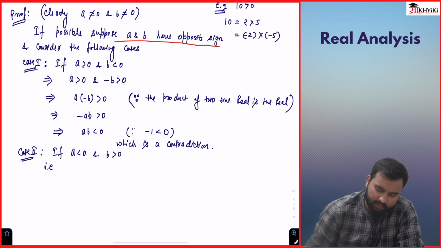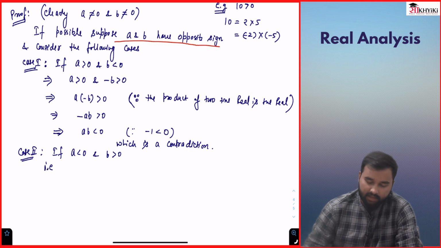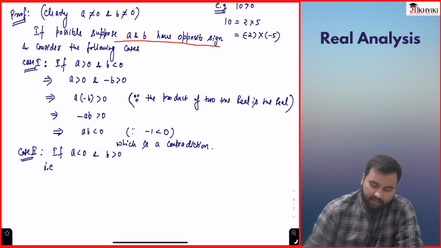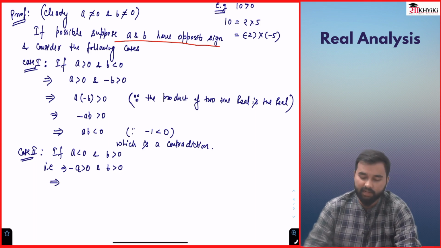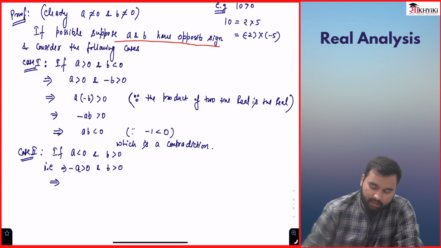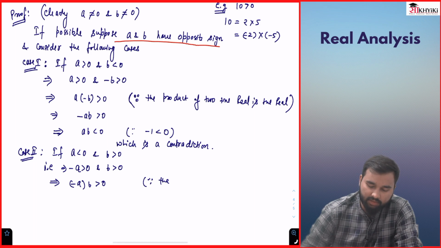Now, following the steps that we did in the first case, here A is negative, so this implies what? Negative of A must be greater than 0 and B is greater than 0 as it is. Again, negative of A and B are positive real numbers. So this implies what? Their product must be greater than 0. Again, the same result.